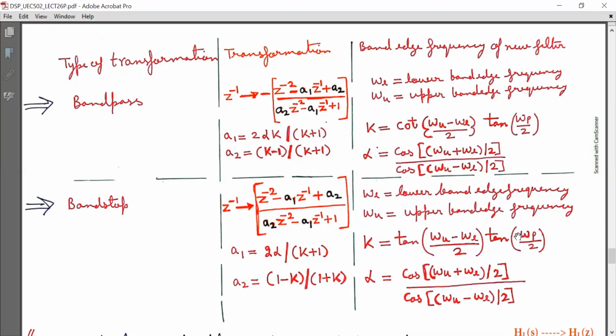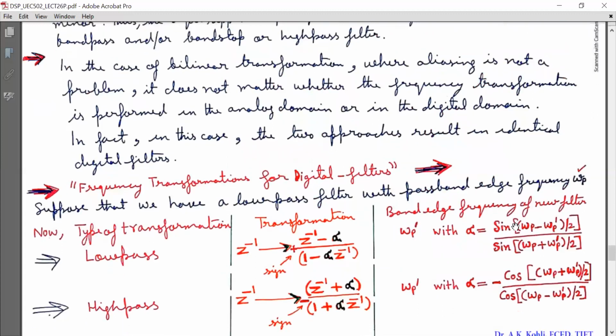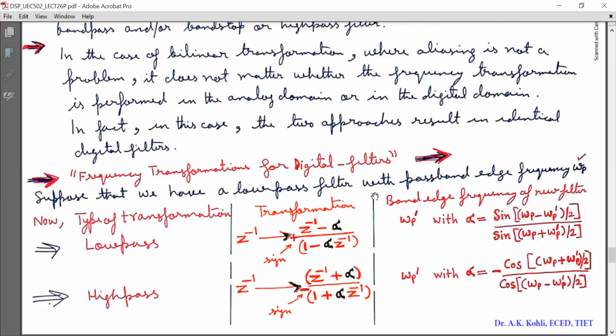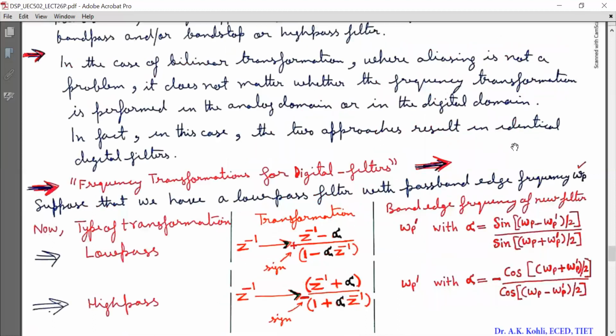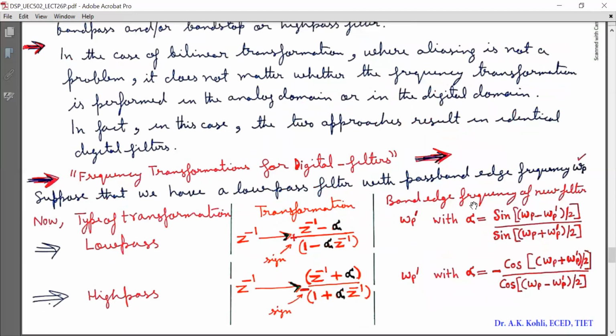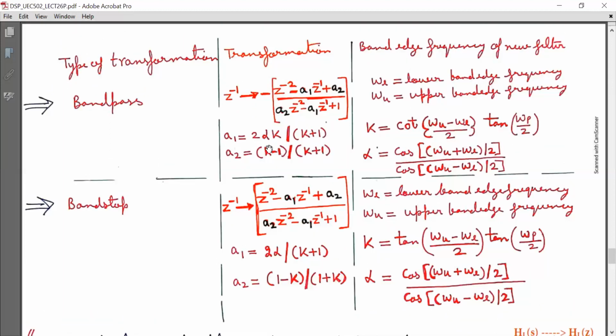Now here omega p is the pass band edge frequency of given low pass filter. Now let us suppose I want to design a band pass filter. I have specifications. The new band pass filter must have upper band edge frequency omega U and lower band edge frequency omega L. The given pass band edge frequency of low pass filter is omega p. So what I will do, I want to design band pass filter.